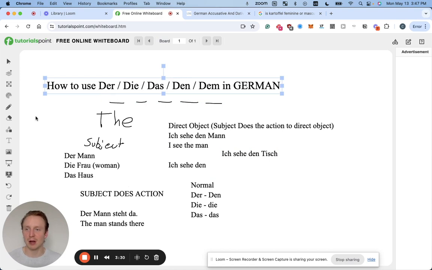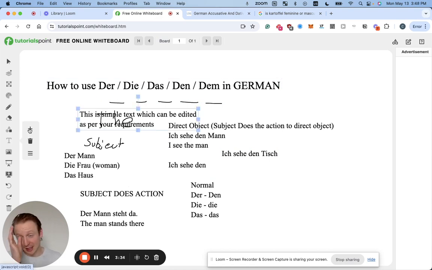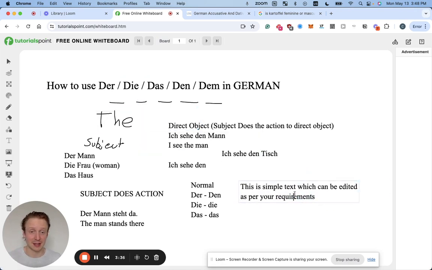Now is where it gets really hard. Not that hard, but if it's the second part of the sentence, how do I even want to explain this? So like, ich gebe dem Mann den Ball. I think this is right. I'm pretty sure. I'm testing myself here too, but I give the man the ball.